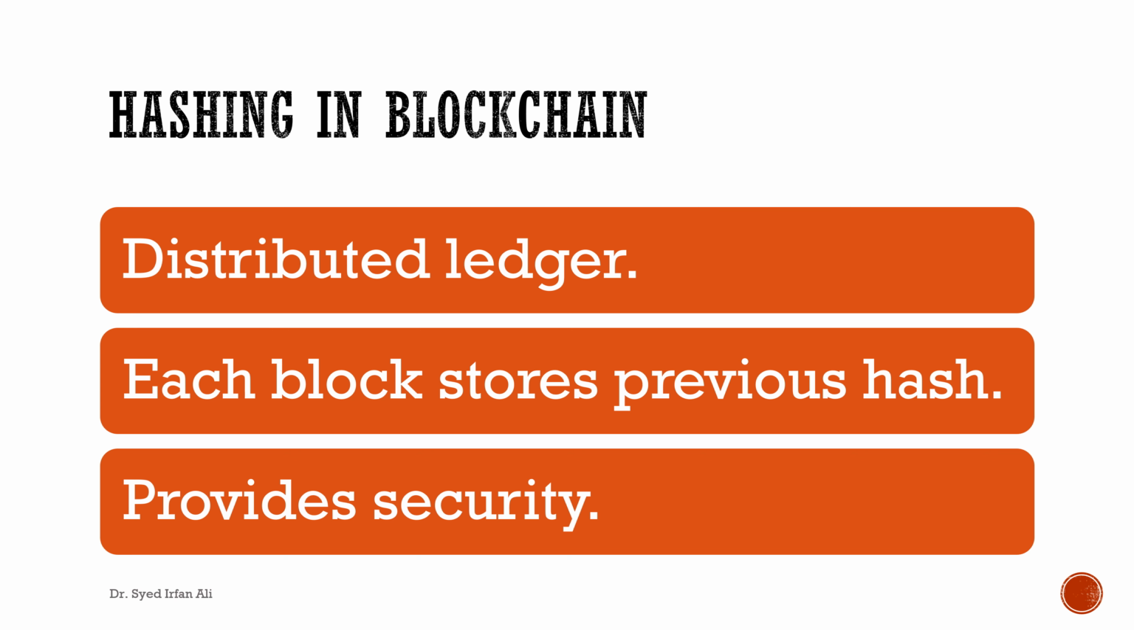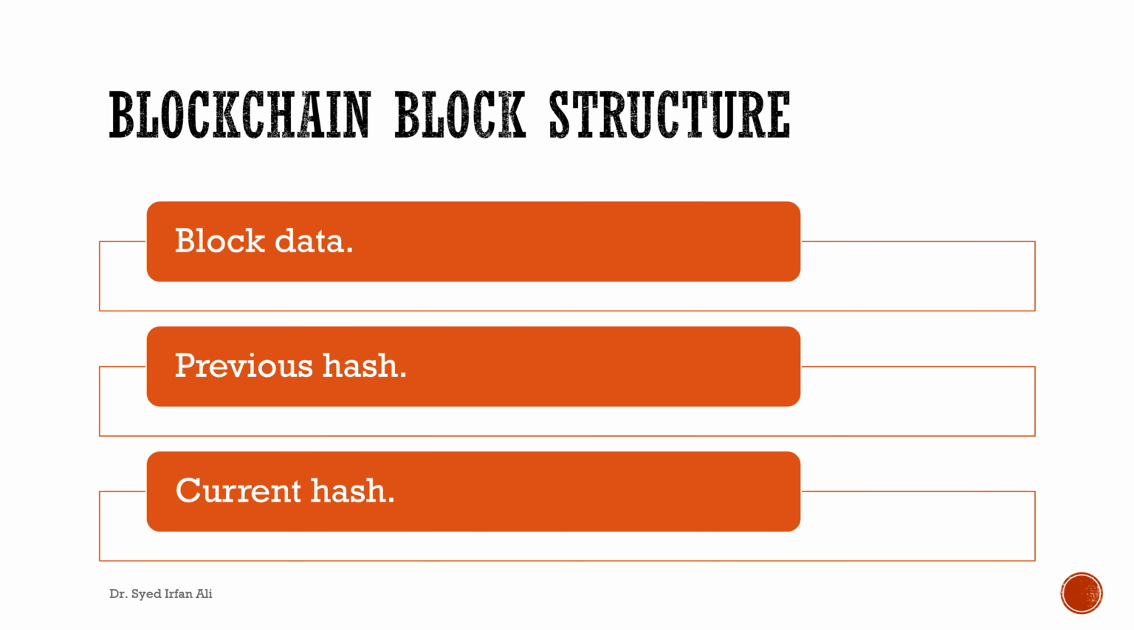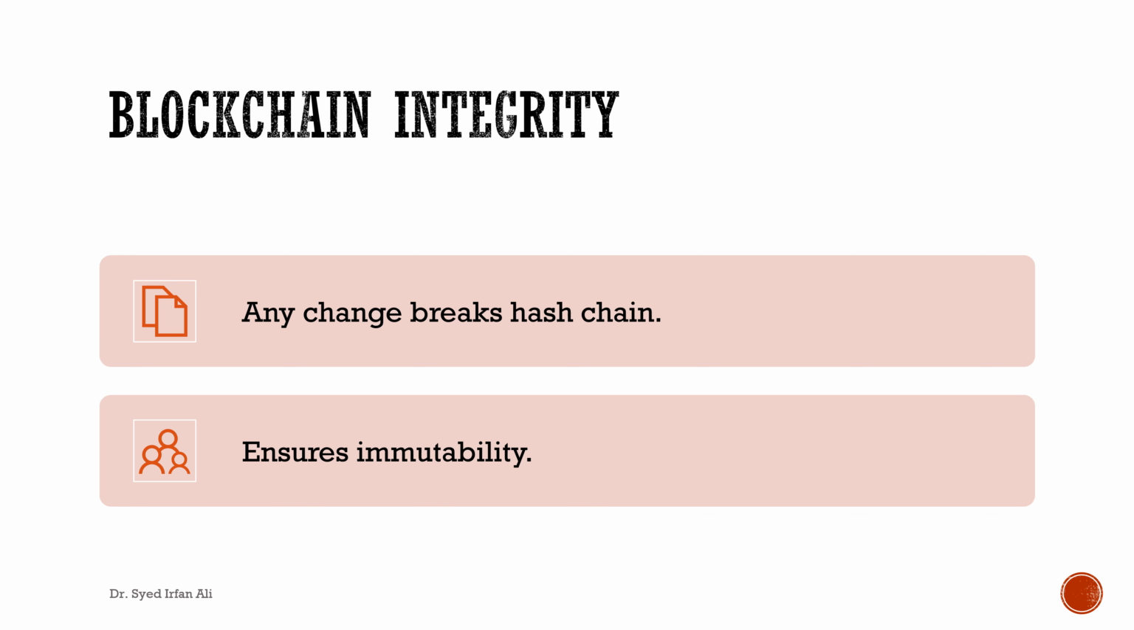Now let us understand hashing in blockchain. Blockchain is a distributed ledger. Each block stores the hash of the previous block. This links all blocks together. Each block contains data, the hash of the previous block, and its own current hash. This structure ensures security. If any block data is changed, its hash also changes. This breaks the entire chain. So blockchain becomes tamper-proof and immutable.